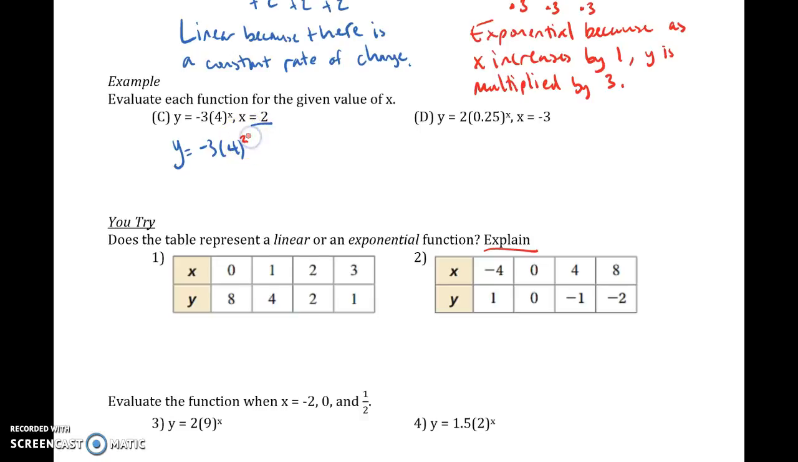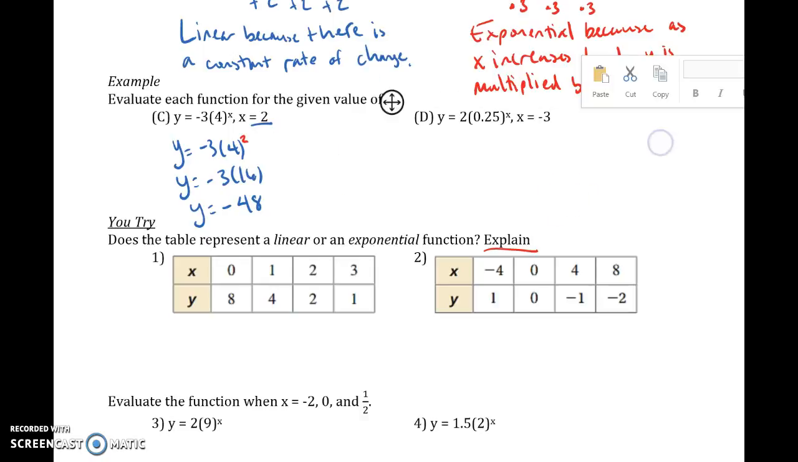And then we want to go ahead and just use your order of operations. So remember, exponents first, then we multiply. So I'm going to do 4 squared, which is 16, and then multiply that by -3, which is how we're going to get -48. So this is the output for when the input is 2. Okay? So D is the same idea.